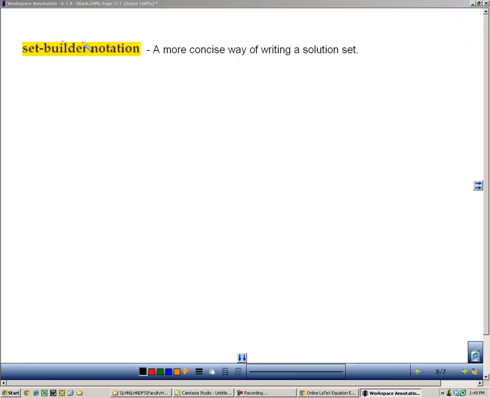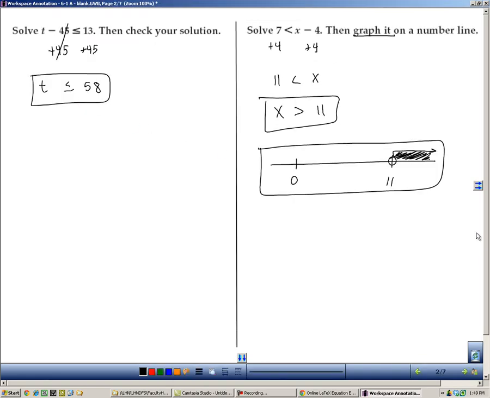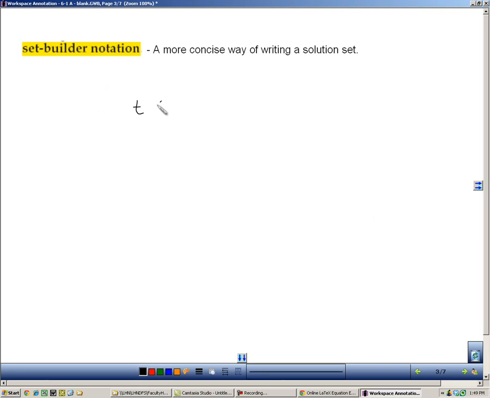I'd like to talk about one quick definition, set builder notation. This is a more concise way of writing a solution set, and I want to show you what it looks like. If we go back and use the example t is less than or equal to 58, set builder notation looks like this. It's almost identical to the answer that we had before, but it takes a letter on the left side and says that letter is going to be my domain letter, and then it uses a bar to separate that from the solution and puts it in squiggly brackets to show you that it's a solution set. That's all that set builder notation is.